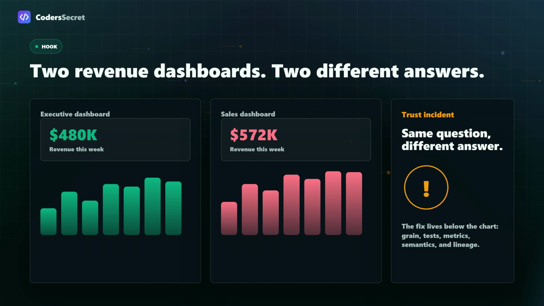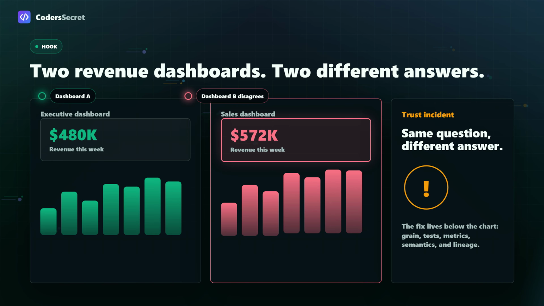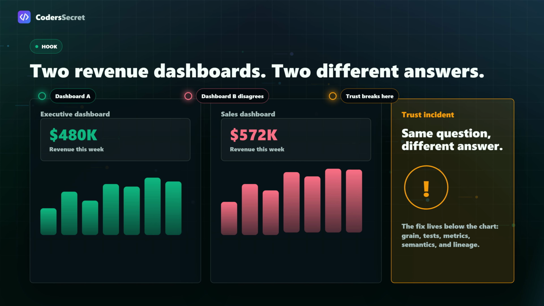On screen, two dashboards are answering the same question. What was revenue this week? The left dashboard says $480,000. The right dashboard says $572,000. The difference is not a charting problem. It is a modeling problem. Somewhere below the dashboards, a join multiplied rows, a metric definition drifted, or a freshness assumption broke. This is the problem production analytics engineering solves.